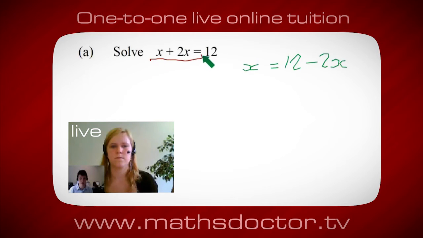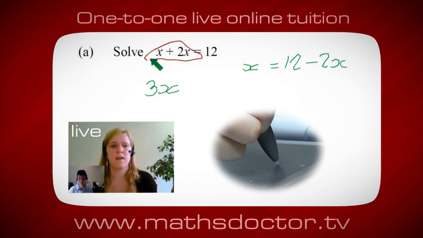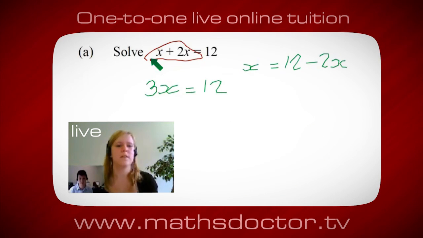So can you see anything we can do with this? Get all these together in one place. Oh, okay, it's 3x, isn't it? Yeah, so absolutely. 3x equals 12. Oh, and so x equals 4. Brilliant, spot on, well done.